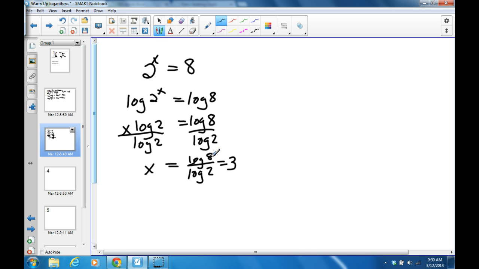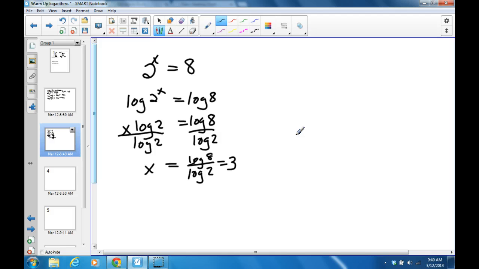All right? Now remember, if you're using your phone calculators, you're going to have to put 8 and then push the log button, divided by 2 and then push the log button. Okay? Unless you have the ones that actually write out the word log and give you a parenthesis. Any questions on that one?